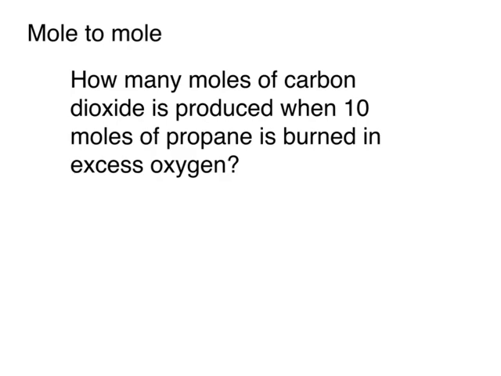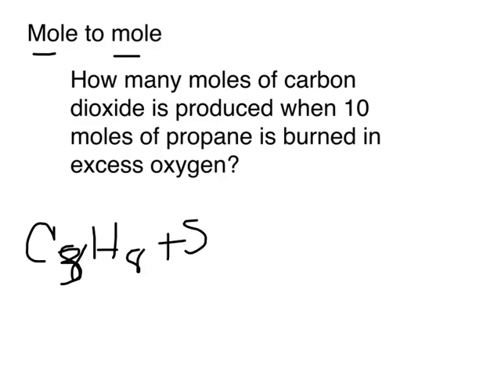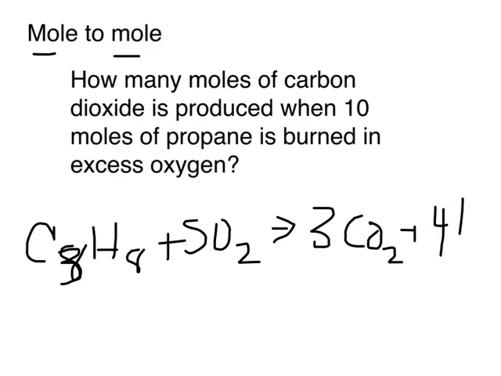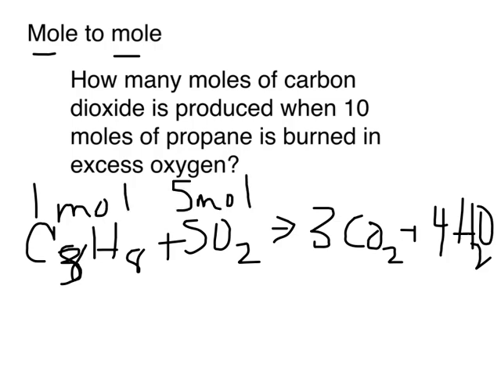The first one we're going to look at is mole to mole. So the question starts, how many moles of carbon dioxide is produced when 10 moles of propane is burned in excess oxygen? If I write out my equation again really quickly, that should be a 3, that should be the 8, that should be the 5, and the 3, and the 4. Put what I know on top. I know I have 1 mole of propane will burn, need a ratio of 5 moles of oxygen to produce 3 moles of carbon dioxide and 4 moles of water.